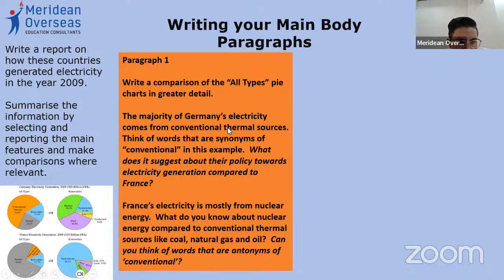As you can see, the majority of Germany's electricity comes from conventional thermal sources. To help you answer this question, think about the words that are synonyms of conventional in this example. What does it suggest about their policy towards electricity generation compared to France? Start to give maybe some opinions on what this means about their attitude towards energy production. France's electricity is mostly nuclear energy. Just think about what you know about nuclear energy compared to conventional thermal sources like coal, natural gas, and oil. Can you think of any words that are antonyms of conventional?